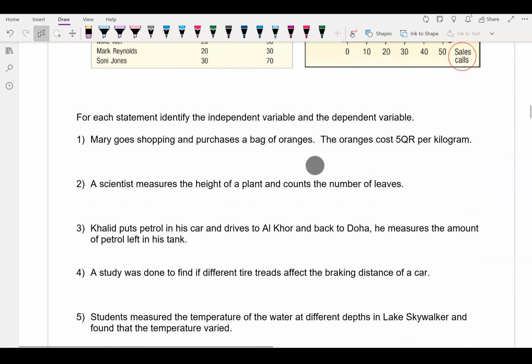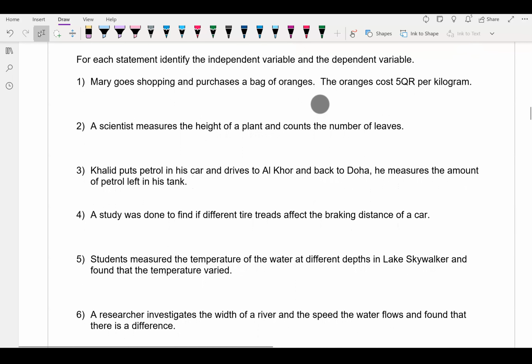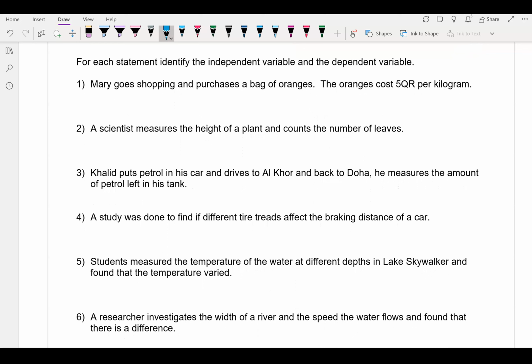Let's try some smaller questions and see if we can figure them out. For each statement, identify the independent variable, which would be like our x, and our dependent variable, which would be our y. I recommend that you pause the video and have a think about these for yourself before you watch me go through the answers.